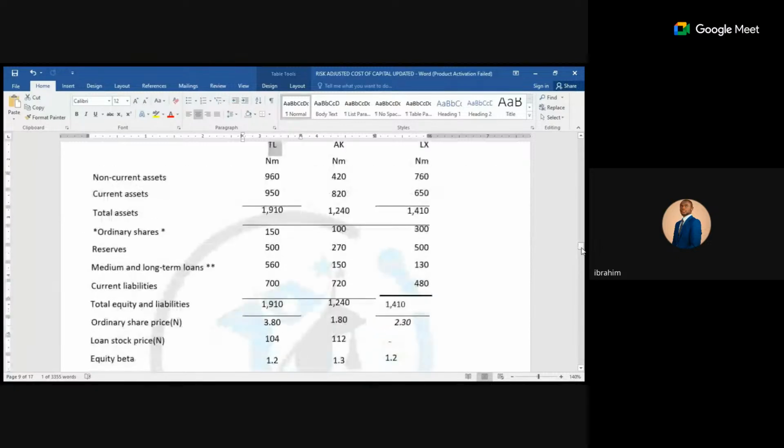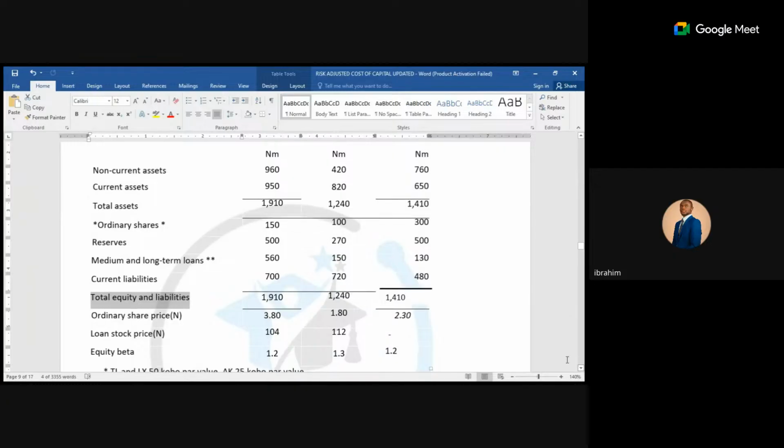Non-current assets, ordinary shares, medium and long-term loans, total equity and liabilities. Class, what are the sources of finance in this financial statement? What are the sources of finance, class? Am I the only one in this class? Ordinary shares and medium and long-term loans.